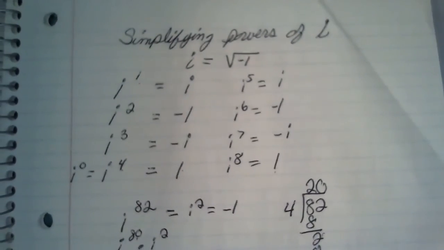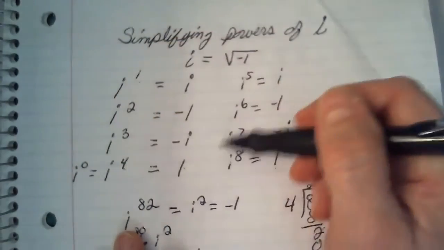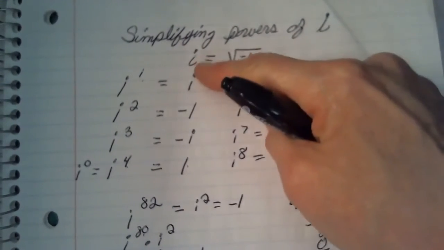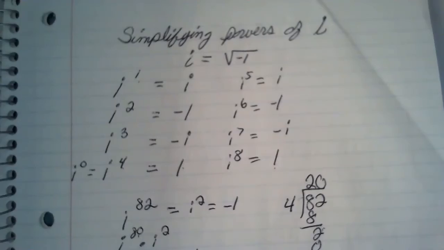And that's how you simplify powers of i. These first 4 powers you're just going to have to memorize. And all other powers are going to equal one of these, depending upon the remainder.